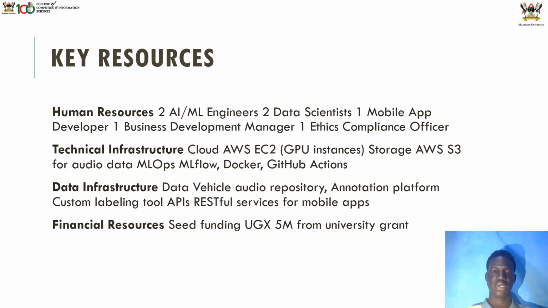Key resources, looking at how we shall break this down. Human resources shall need two machine learning engineers, two data scientists, one mobile app developer. Though as for now, based on our project, we are only three, but for better improvement, we shall need a good number of technical personnel to improve the project.